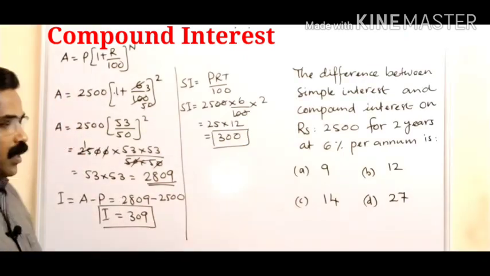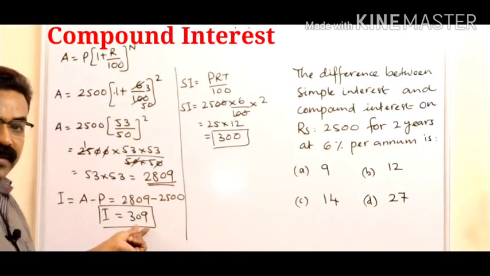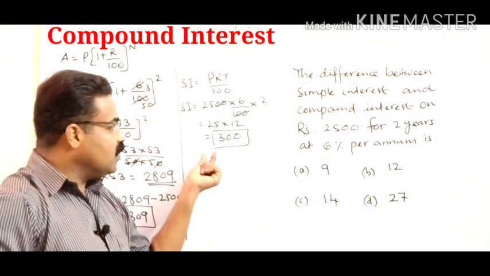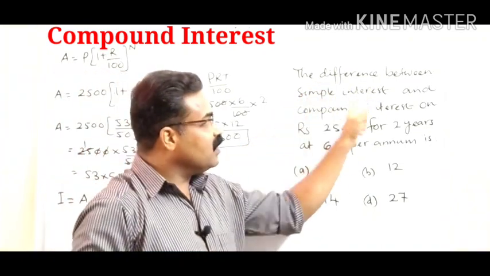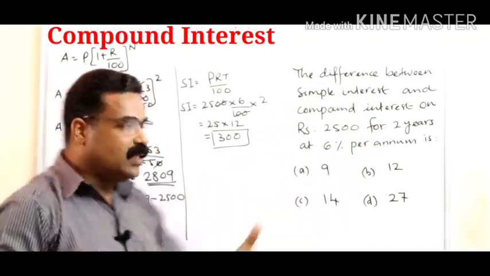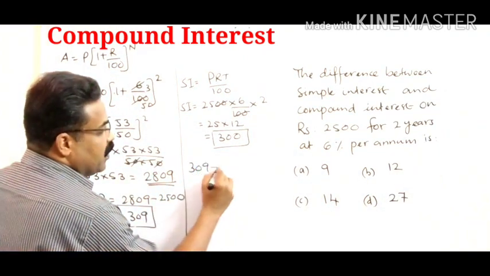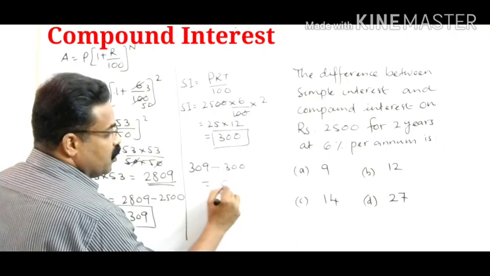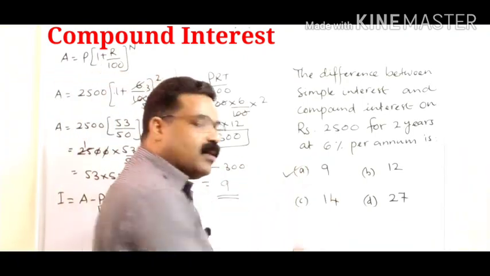So now, according to the compound interest formula, the interest is 309. According to simple interest formula, the interest is 300. What we have to find out? The difference between simple interest and compound interest. So what is the difference? 309 minus 300, which will be equal to 9. So 9 is the correct answer. So option A is the correct answer.